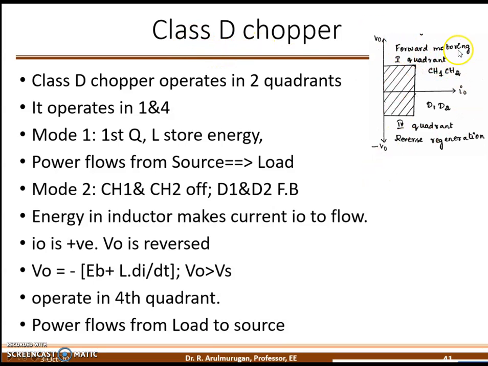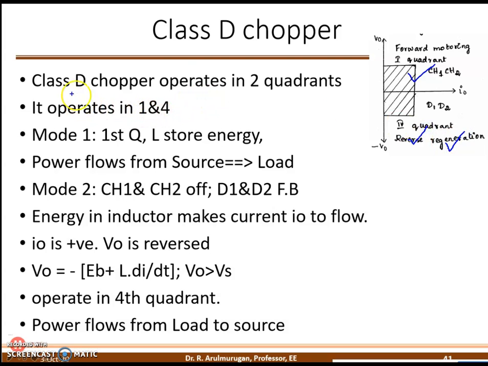What are the two quadrants? Forward motoring and reverse braking, or regeneration also you can use. So what is quadrant number one? Quadrant number one is where voltage and current are both positive. That's why it's forward motoring. And then reverse braking means voltage is negative. That's why it's reverse braking. So regeneration is also applicable.